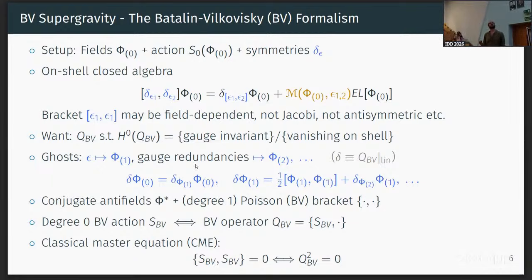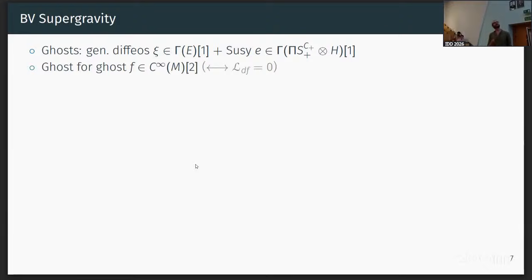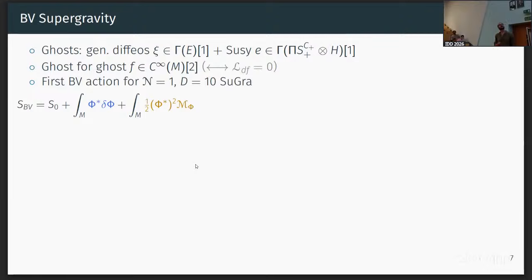Very good. Okay, so now let's do that for supergravity. As I said, in our formalism, we only have generalized diffeomorphisms. They are less interesting here. And then we have the supersymmetry ghost, which again, because of the shift here, is now a bosonic field. In addition, we have a ghost for ghost term because of this gauge redundancy. And then we were actually able to show that the BV action of N=1, D=10 supergravity takes a relatively straightforward form, in the sense that it only has 3 terms.